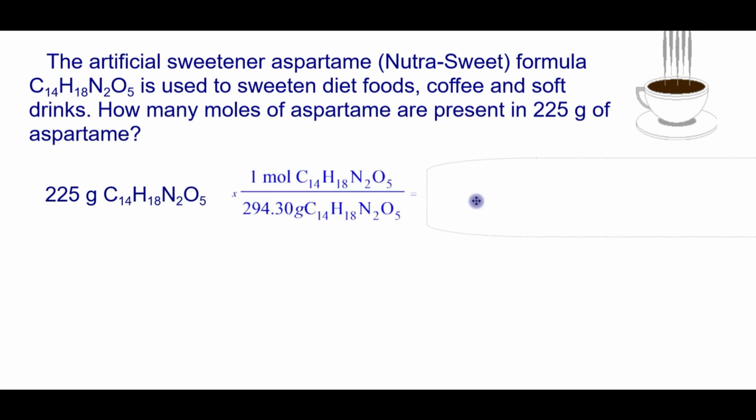Doing that, calculating the molar mass, we have 294.3 grams, and the grams is going to go on the bottom so that it can cancel out, and moles is on the top, and we get 0.765 moles of NutraSweet. Notice again, 3 significant figures, 3 significant figures.